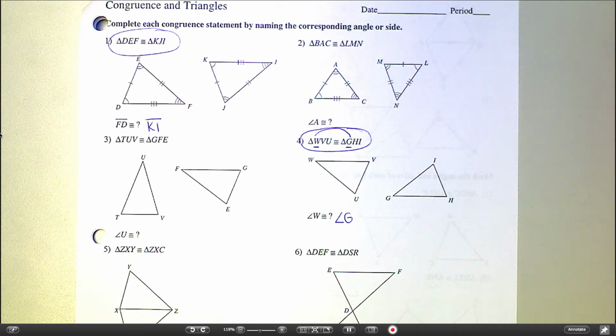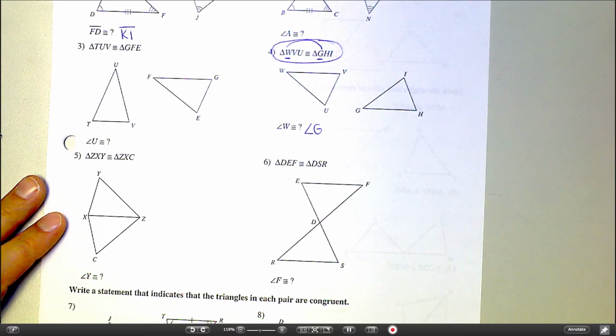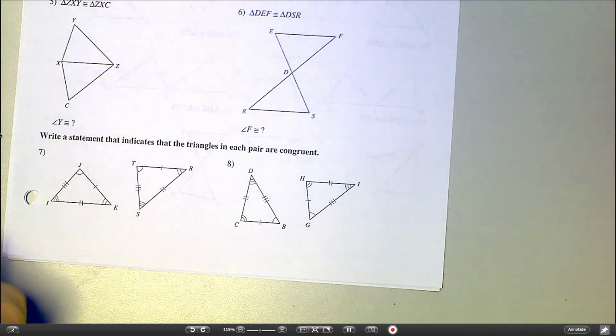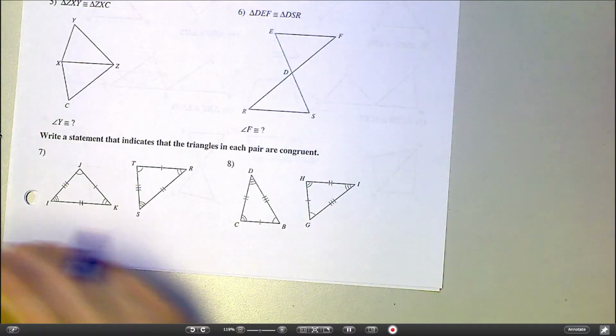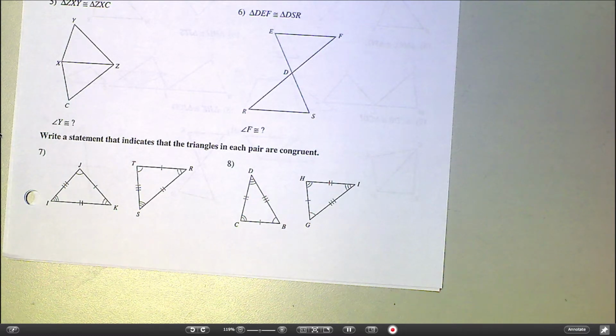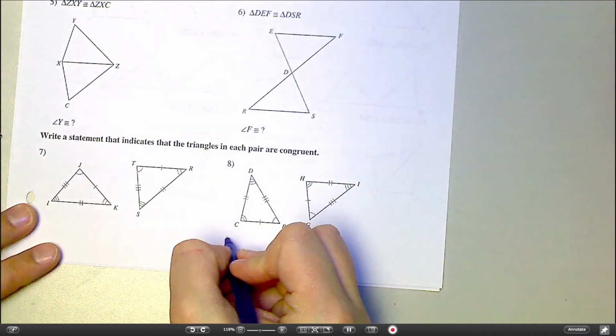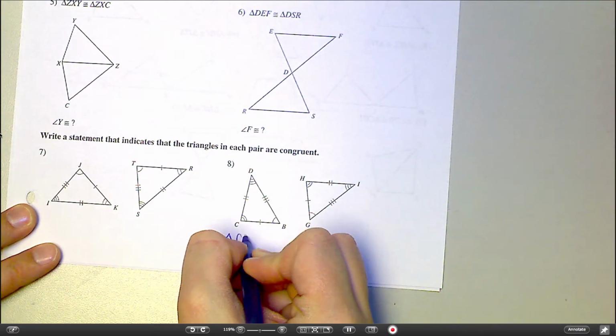7 or 8. Anyone have a preference? 8? Okay. All right, 8, we're writing a congruent statement for the triangles, which means we're going to say triangle such and such is congruent to triangle such and such. Remember, for these, you can name the first triangle any way you want. Okay? Jared, name the first triangle for me. In number 8. Okay, CDB? Yep.